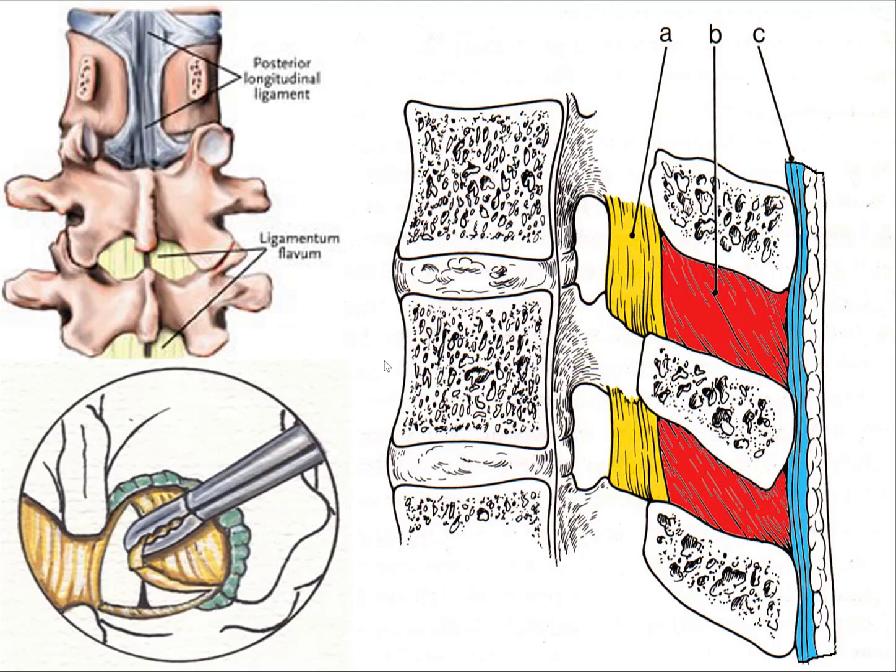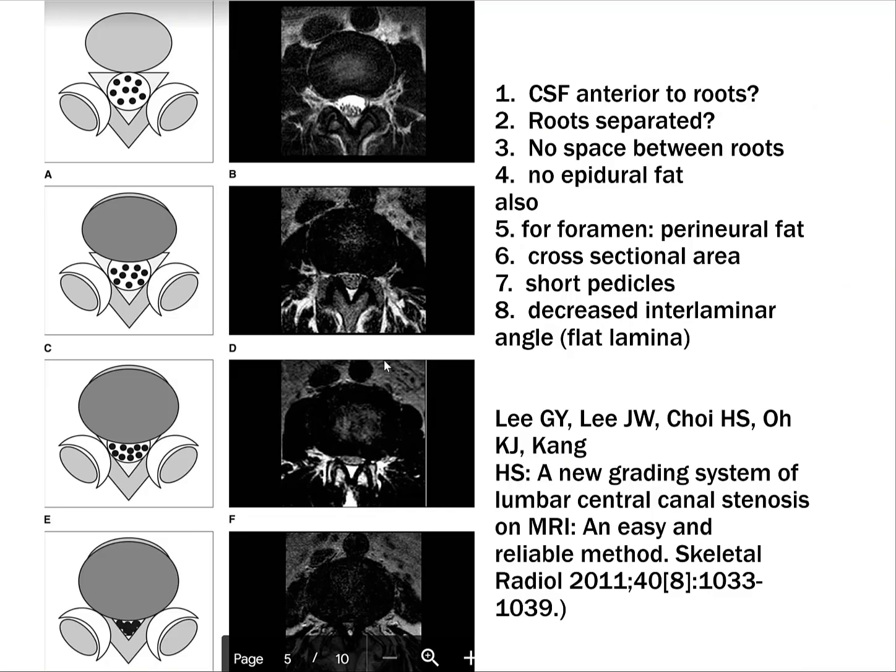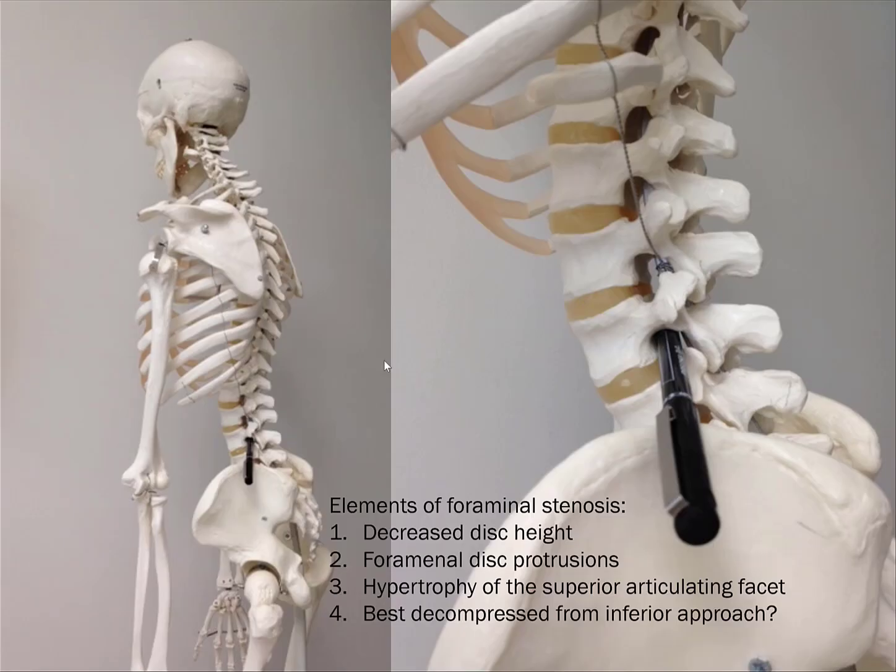Okay, so ligamentum flavum is a common cause of stenosis. This is from an article in Skeletal Radiology, describing all the things and patterns of stenosis. I thought this was helpful, looking at the left of the cartoon: the disc bulging backwards, the facets hypertrophic, the ligamentum flavum hypertrophic, the crowding of the nerve roots. Ways to describe it are CSF around the roots, are the roots separated, no space between the roots, epidural fat. As far as the foramen, is there perineural fat, cross-sectional areas, short pedicles, interlaminar angles? All these factors go into what causes stenosis. So anybody who wants this article, I can email it to them.